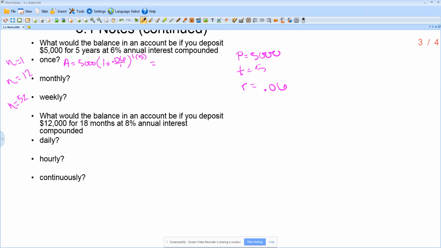All you would do is shoot that into your calculator. I don't expect you to be able to do that all by hand. But what you get in this case, rounded to 2 decimal places since it's money, is $6,691.13.